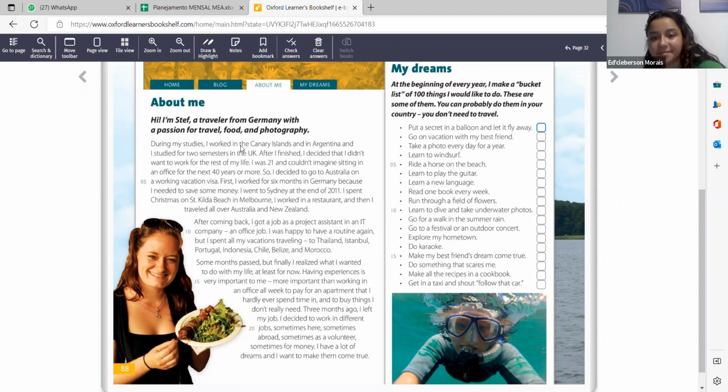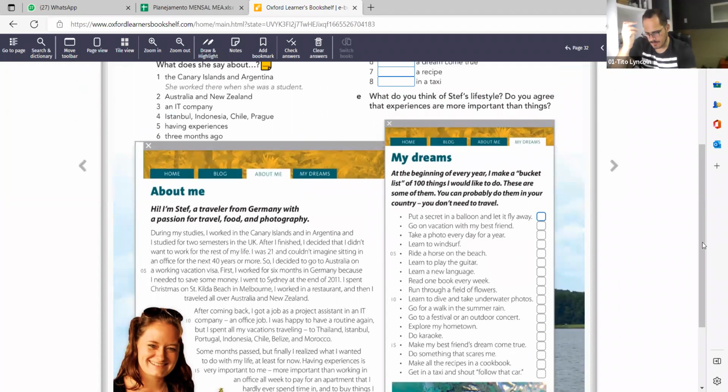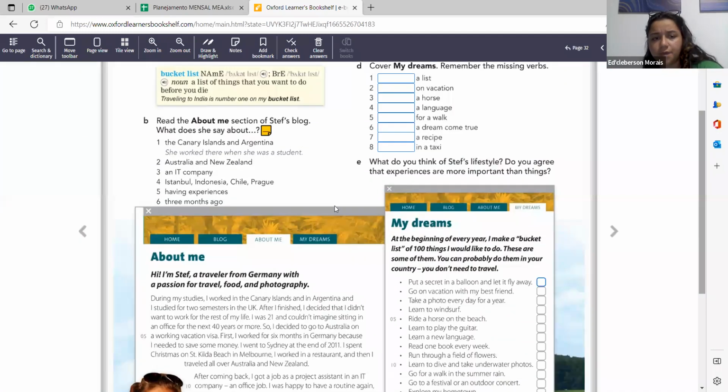Very good. So now, my dreams. But actually, let's do the other one first, okay? So the Canary Islands in Argentina. She worked there when she was a student. What about Australia and New Zealand? Work and vacation visa? With a working vacation visa.